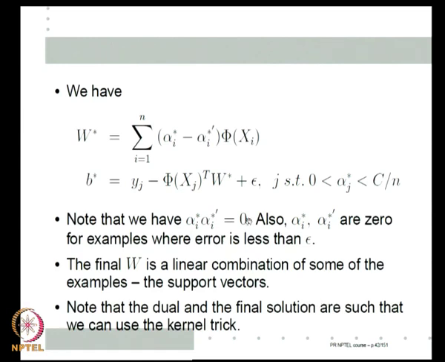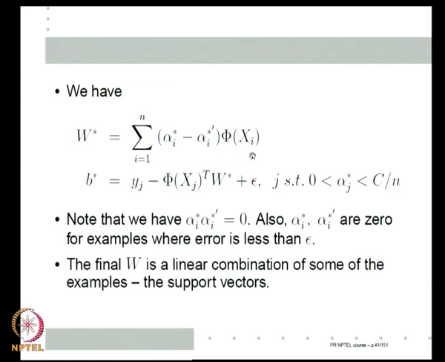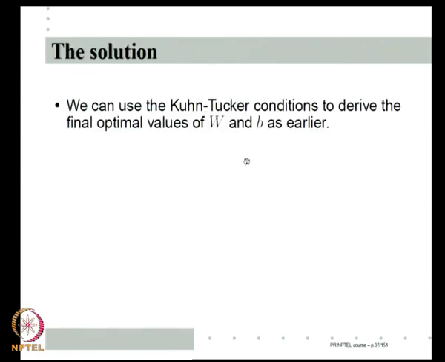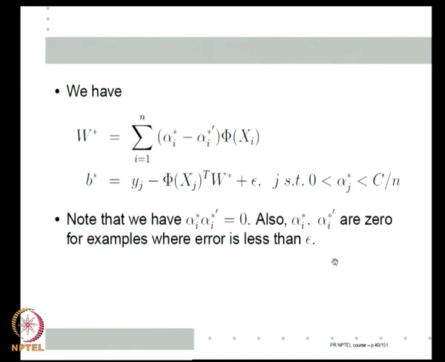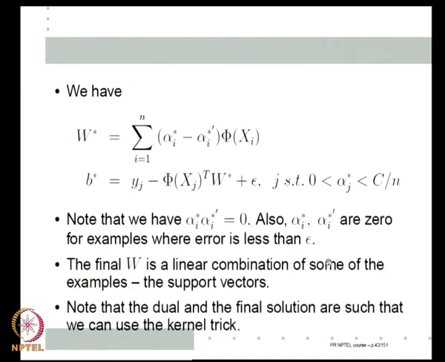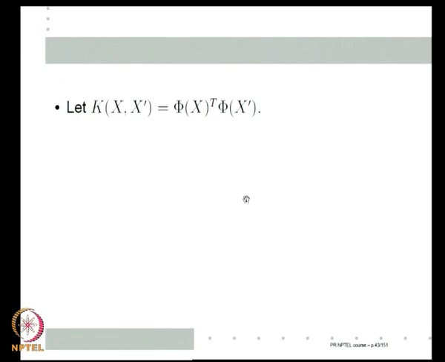And the dual and the final solution both are such that the kernel trick is feasible. In the dual, as we have already seen, the data phi xi appear only as inner products, so I can use the kernel there. And W star is a linear combination of phi xi, so once again I can use the kernel trick, and B star comes as phi x transpose W star. So, once again I can use the kernel trick.